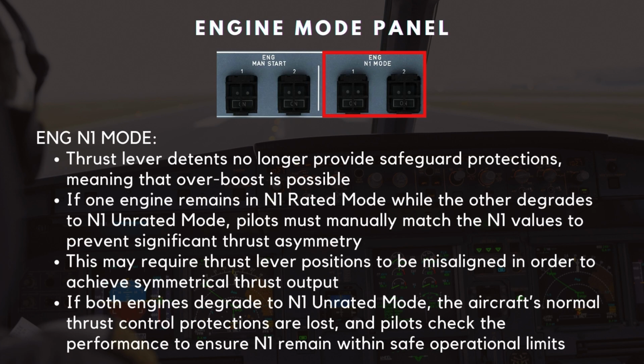In this mode, the thrust lever detents no longer provide safeguard protections, meaning that overboost is possible. Pilots must be vigilant in manually managing thrust to prevent the engines from exceeding their limitations. If one engine remains in N1 rated mode while the other degrades to N1 unrated mode, pilots must manually match the N1 values to prevent significant thrust asymmetry. This may require thrust lever positions to be misaligned in order to achieve symmetrical thrust output. If both engines degrade to N1 unrated mode, the aircraft's normal thrust control protections are lost, and pilots must refer to the takeoff and landing performance chapters to ensure N1 values remain within safe operational limits.